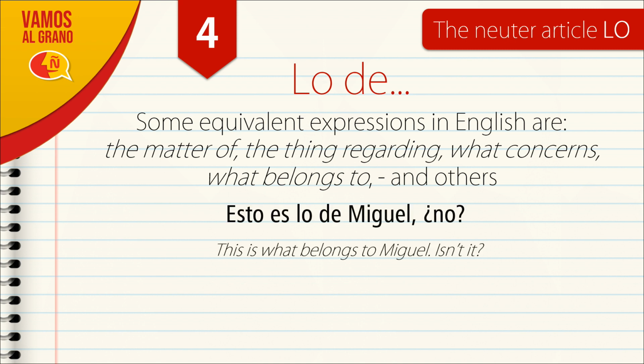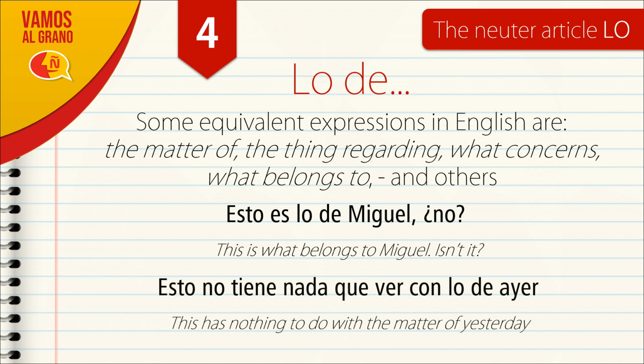Esto es lo de Miguel, ¿no? This is what belongs to Miguel, isn't it? So, for example, you have something in your house that belongs to Miguel, and you ask your partner or your brother or your mother, this is what belongs to Miguel, isn't it? So, in Spanish, again, it is enough to say, esto es lo de Miguel, and we are already referring to something that belongs to Miguel, okay?